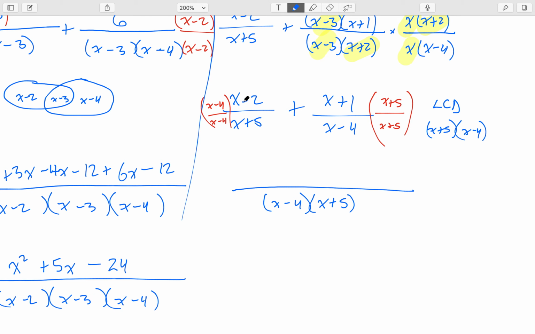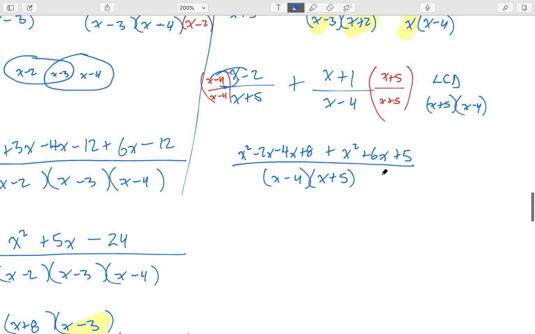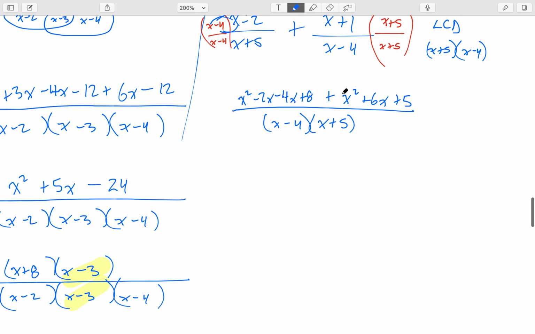And on the top, I've got this trinomial plus this... oh man, this is a lot. Okay, so x squared minus 2x minus 4x plus 8. Okay, that's the first one. Plus, what's this one? It's going to be x squared, x times 5, 5, and x times 1. 1 and 5 is 6x. 1 times 5 is plus 5. There we go. So I skipped that middle step. I just combined those.